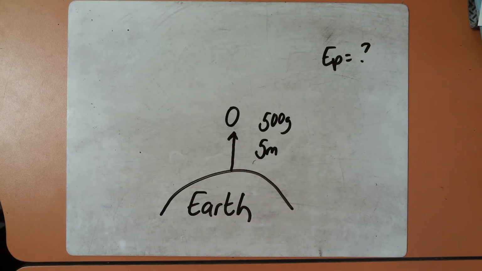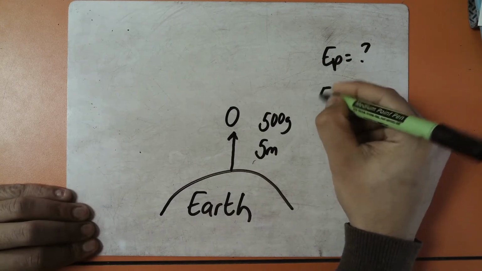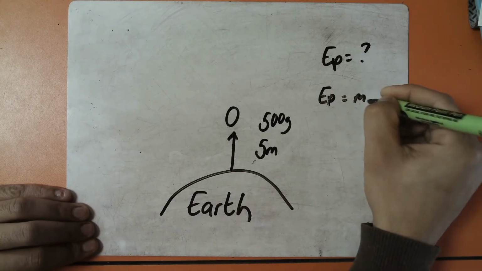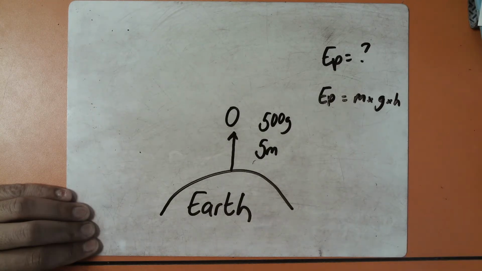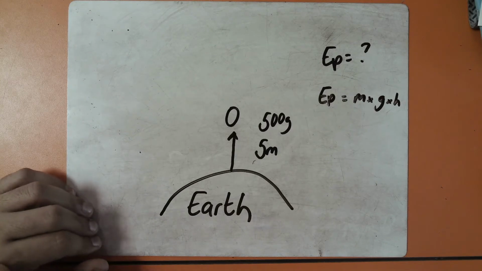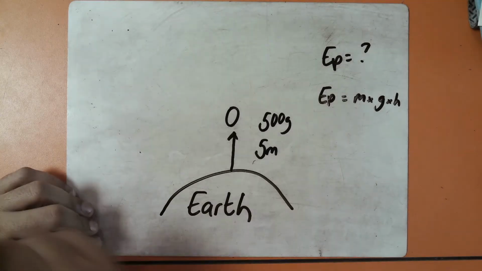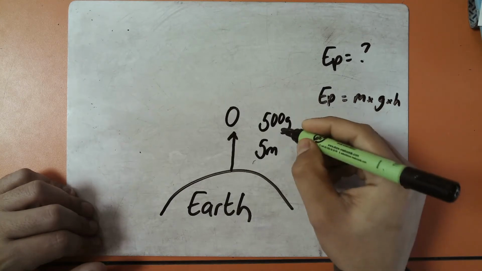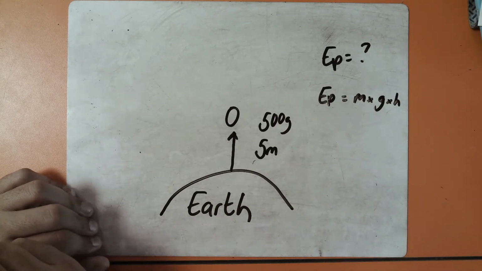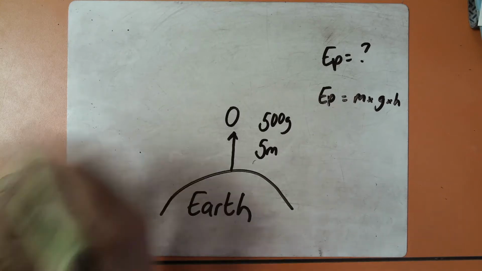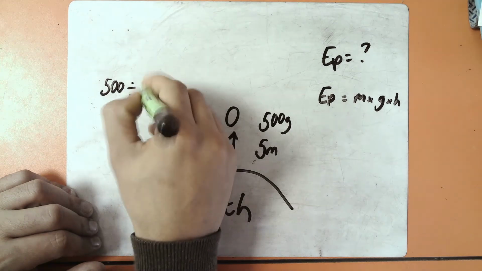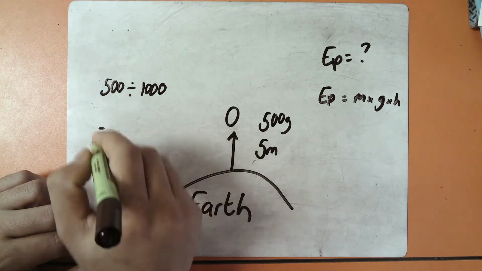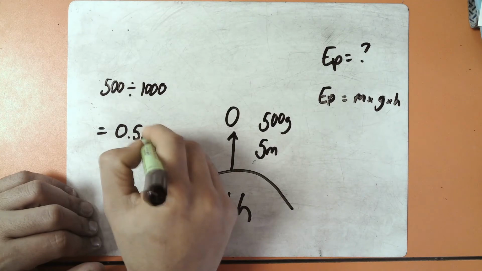So the first thing we need to do is write out the formula which we will be using. So the gravitational potential energy equals mass times gravity, or gravitational field strength, times height. We then need to check the units of the numbers and substitute the letters with the numbers. So the football has a mass of 500 grams, but it needs to be in kilograms. In order to do that, we need to divide 500 by 1000, which gives us 0.5 kilograms.